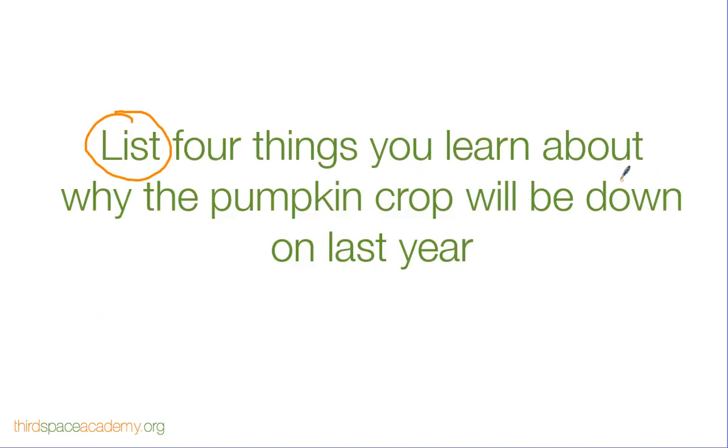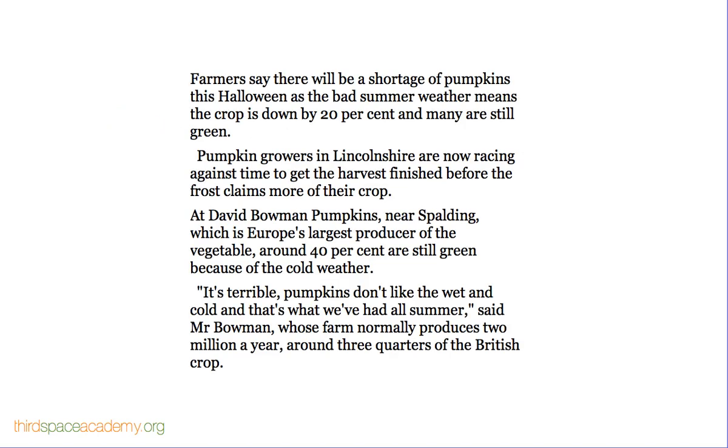So, look at the question again. 4 things you'll learn about why the pumpkin crop will be down on last year. It's not pumpkins in general, it's why the pumpkin crop will be down. So let's see what it says about why the pumpkins will be reduced. Straight away we can see there, bad summer weather. So there's one. Many are still green. There's another one. It links together, but it's a different part of the same question, and that would be fine. The frost is another one.